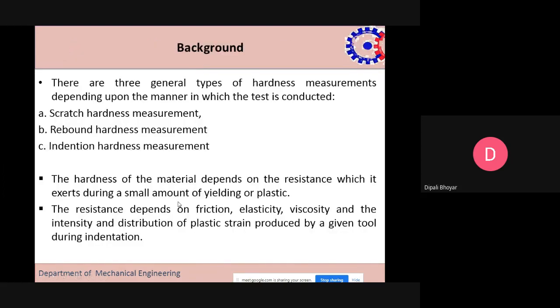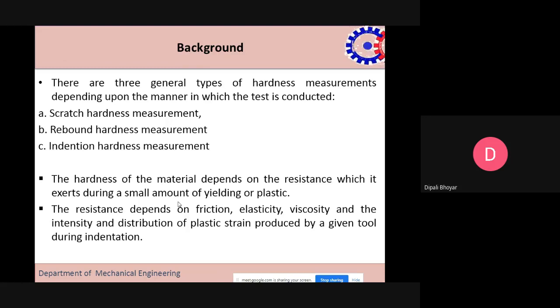Okay. So there are generally three types of hardness measurement, depending upon the manner in which the test is conducted: the scratch hardness measurement, rebound hardness measurement, and indentation hardness measurement. Generally we use the indentation hardness measurement here. With the help of the indenter, we find out the depth of penetration, and accordingly we get the Rockwell hardness number.